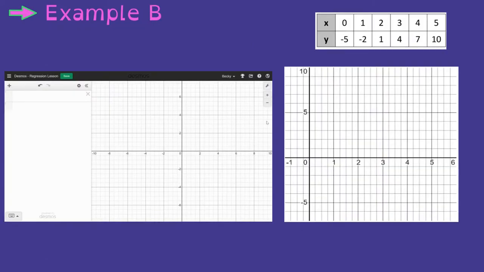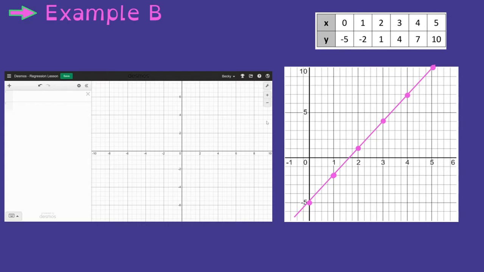Here we are on example B. The first thing I'm going to do is go ahead and take the data from my table and put it down onto the graph. My first point is (0, -5), then (1, -2), (2, 1), (3, 4), (4, 7), (5, 10). It looks like my data is trending in a positive direction and looks pretty linear. I'm going to go ahead and put a line of best fit.